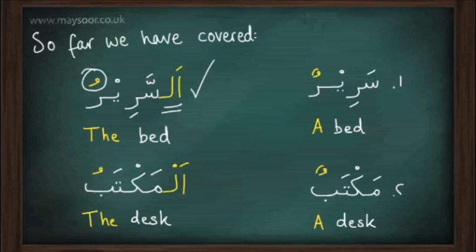So we say as-sariru and not al-sariru. This is because this noun, sarirun, begins with a harfu shamsiyya, a letter of the sun. For an explanation of the letters of the sun and moon, please refer back to lesson number 4.